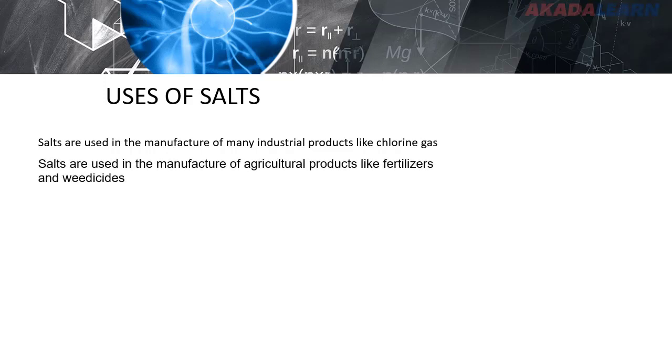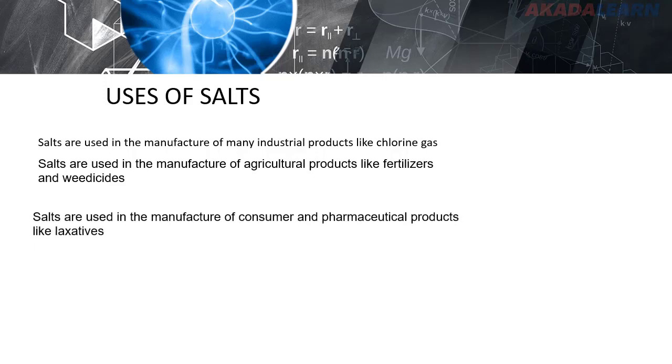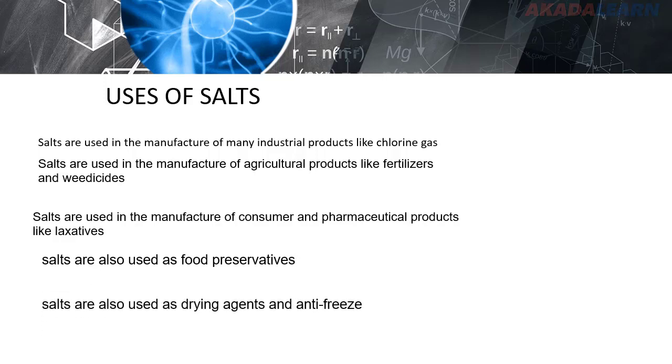Let's now move on to uses of salts. Salts are used in the manufacture of many industrial products like chlorine gas. Salts are also used in the manufacture of agricultural products like fertilizers and weedicides. Salts are used in the manufacture of consumer and pharmaceutical products like laxatives. Salts are also used as food preservatives. Salts can be used as drying agents and antifreeze.